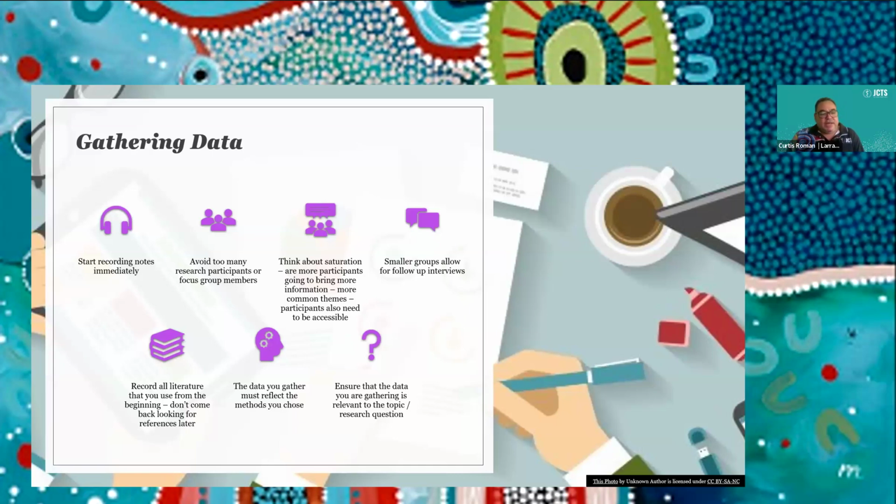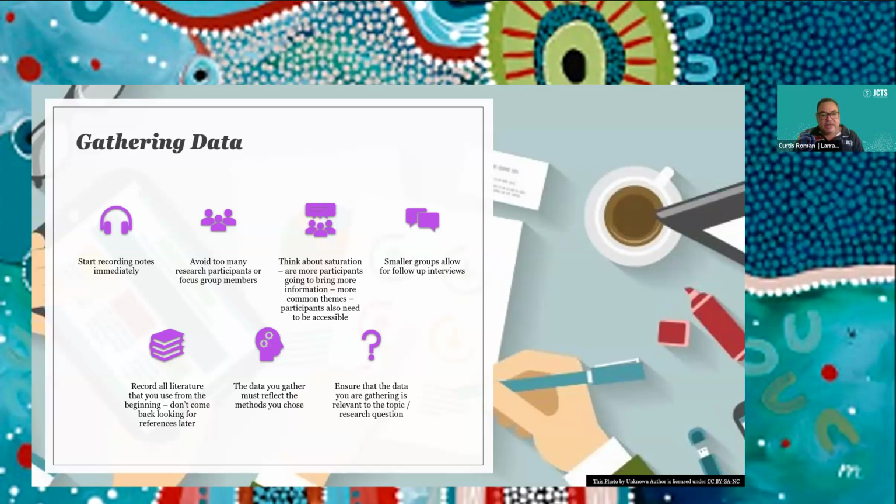Another key issue with gathering data in qualitative studies is to record all literature that you use from the beginning. Often people will come back trying to find literature for their reference list and they can't find it, so they can't use that data because it's got to be referenced. So make sure you record all of the literature that you are using and referring to, and make sure you don't lose it along the way, because it can be very challenging and time consuming to come back to try to find those references later.